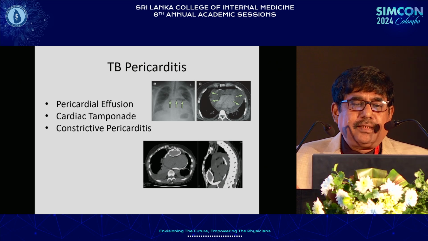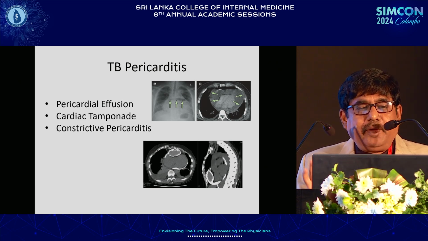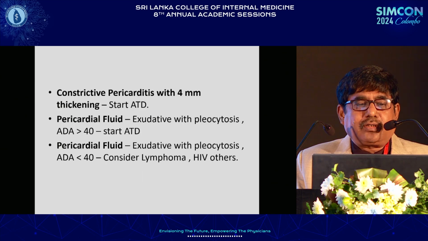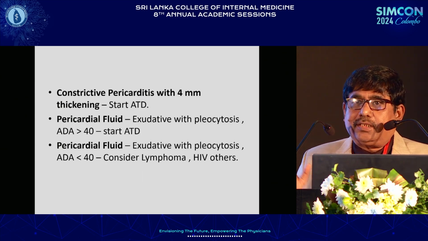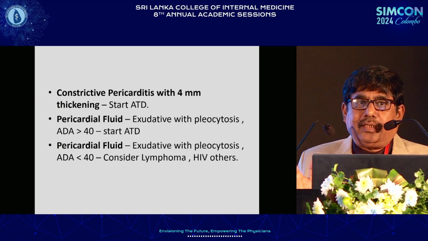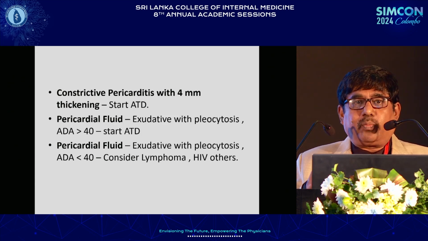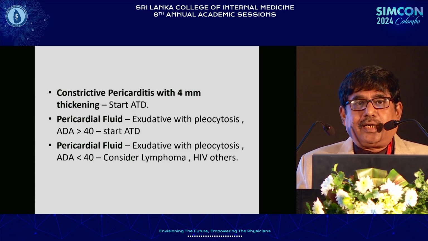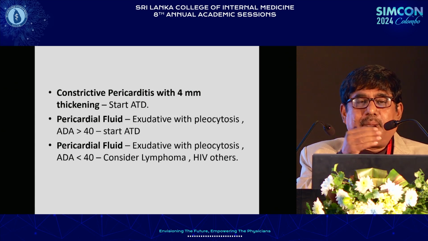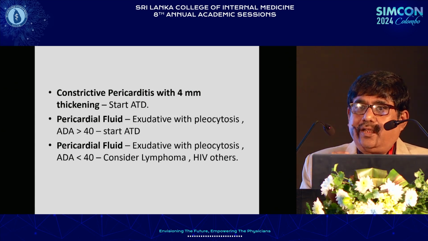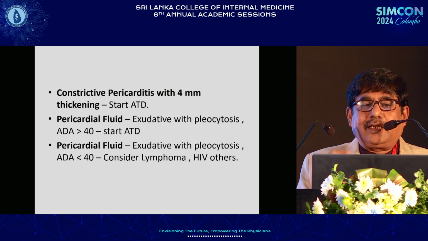TB pericarditis is the last that I will discuss. TB pericarditis can present with pericardial effusion, cardiac tamponade, constrictive pericarditis. The challenge is constrictive pericarditis. It is very common in these tropical countries because the patient often has the disease and does not get treatment. Ultimately, the pericardium becomes calcified. So it is very difficult to get fluid from constrictive pericarditis because it is calcified.